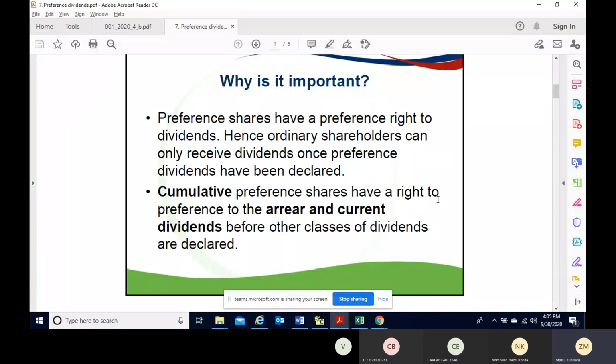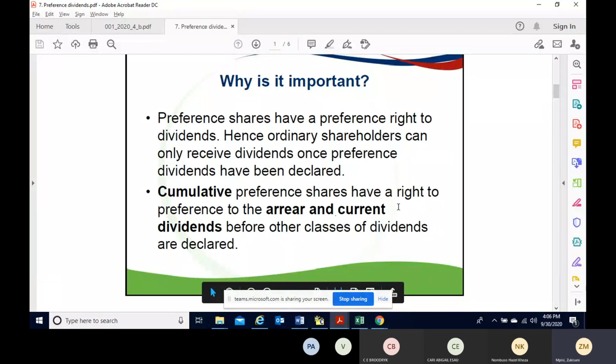There are also different types of preference shares: cumulative preference shares, non-cumulative preference shares, participating and non-participating preference shares. We will touch on those quickly and learn how to treat them when you are doing a consolidation. One of the things that we will also learn that is important is when we're dealing with preference dividends that are paid and that are declared. So how do you deal with that as well? I'm going to quickly run through this presentation.